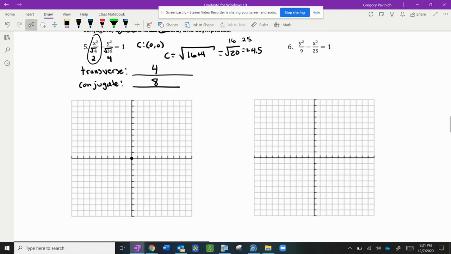And now I'm ready to travel my lengths. So I'm going to go 2 units in the X direction. And then I'm going to go 4 units up and down. 1, 2, 3, 4. 1, 2, 3, 4. So exactly the same. If this was an ellipse, I would just go ahead and make an oval, but it's not, so I'm going to create a box. And then I'm going to put my asymptotes, and those go through the corners of my boxes. Just do the best you can.